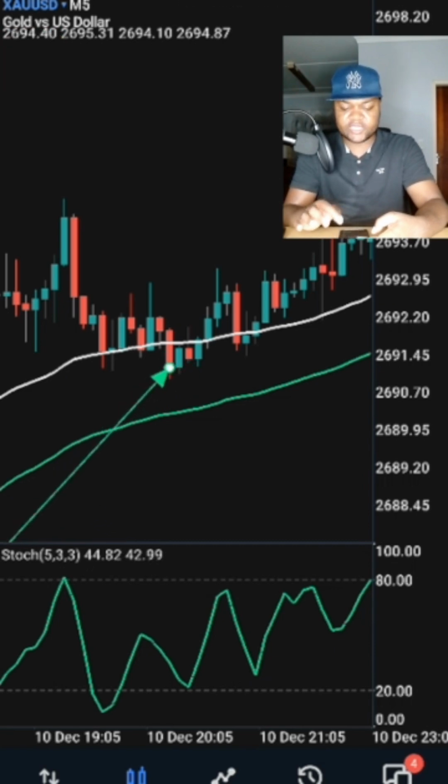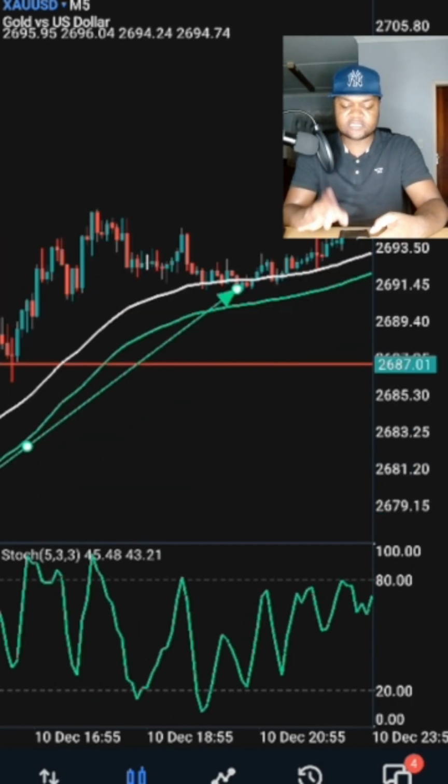That's when you're going to exit, because there will be a possibility that price can reverse and start to move downwards. So you can use these two lines for your entry, and you can also use them for your trailing stop, where you hold that trade as long as price stays above those two lines.